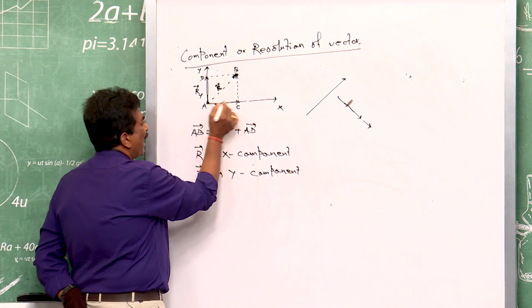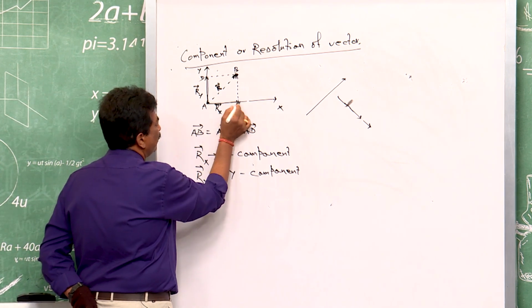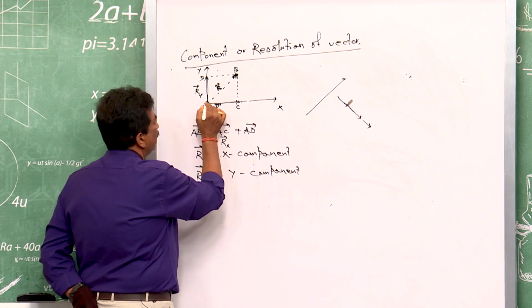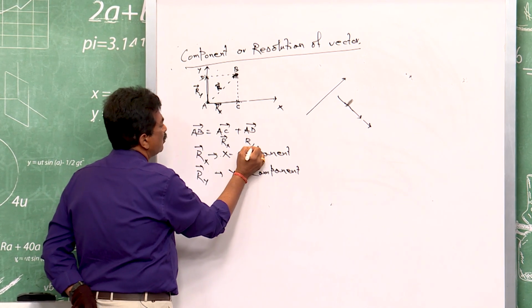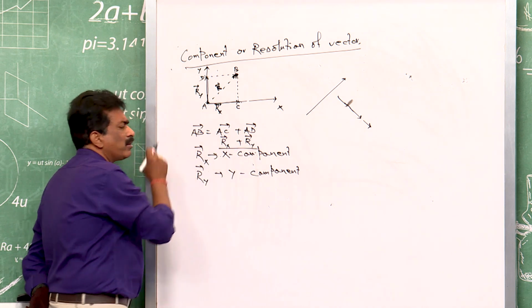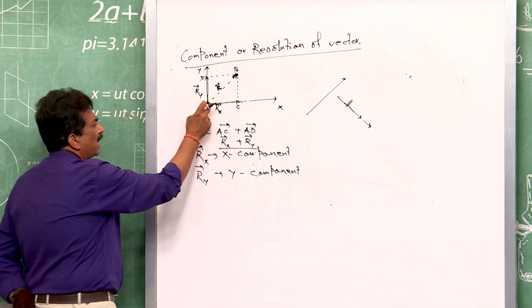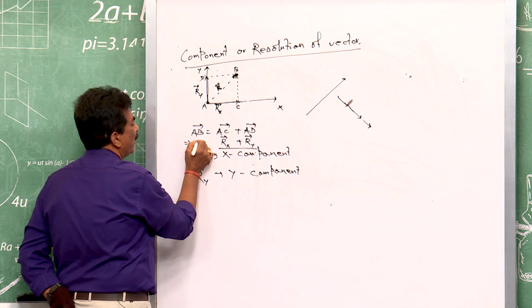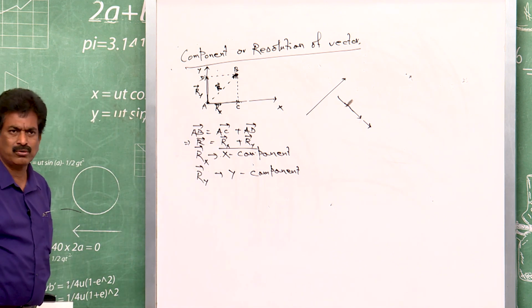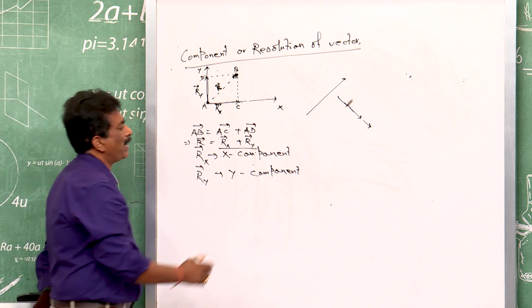Means this Rx vector, the SC vector, plus this AD vector, that is the Ry vector, the sum of these two must be the original vector, that is the AB vector, which is the R vector. Sir, is it true? Let us now go for my Pandava formula.